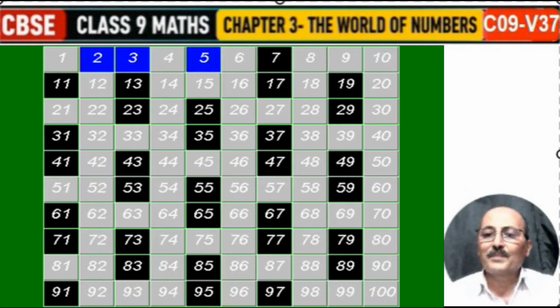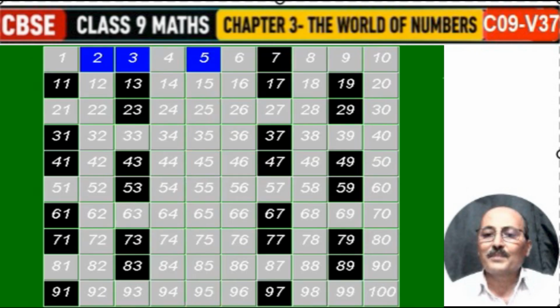Now all other multiples of 5 will drop from the list because they are not prime numbers. Now 7 is a prime number. It is not divisible by any other number except 1 and 7 itself. So now the multiples of 7 in the list are removed, and hence they are not prime numbers.